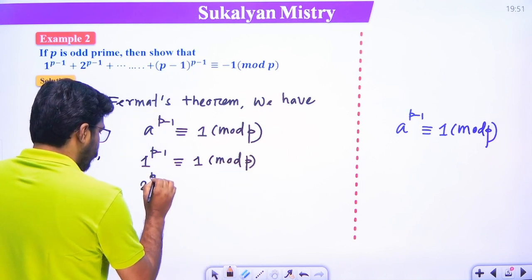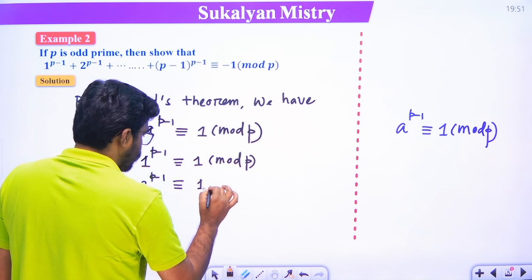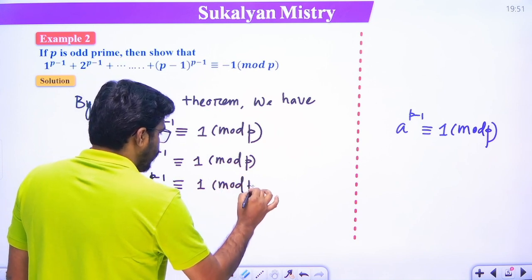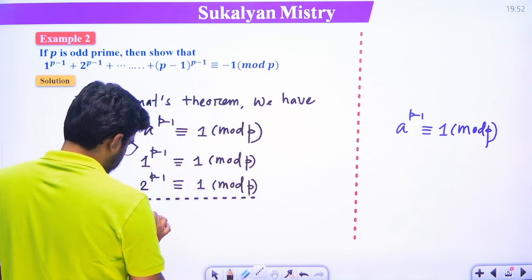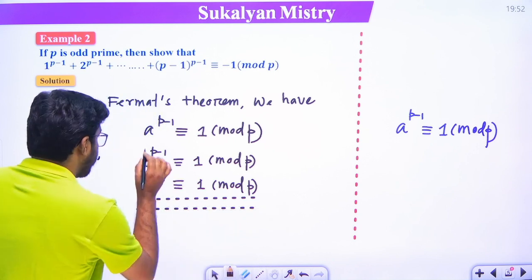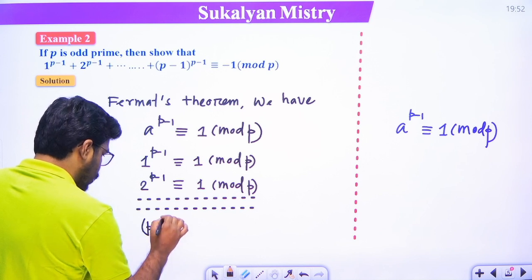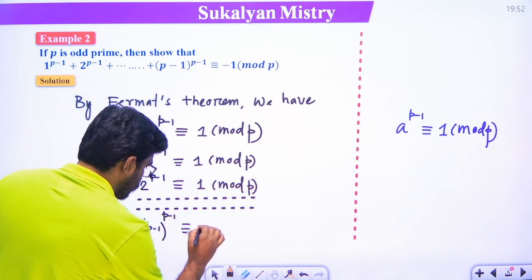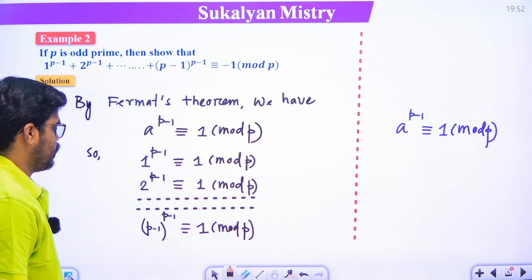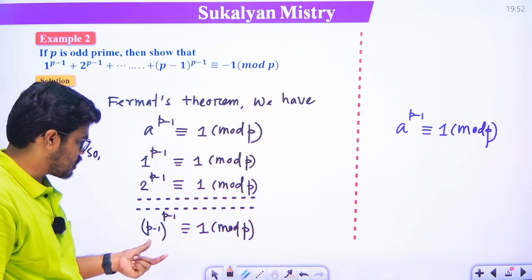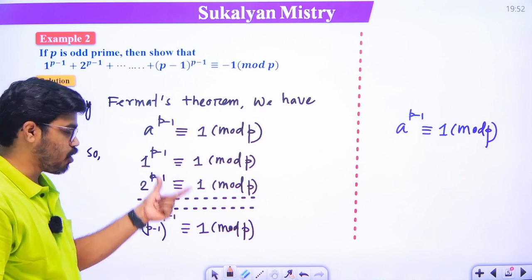2 to the power p minus 1. So just put a equal to 2, so 2 to the power p minus 1 is congruent to 1 modulo p, and so on. Then put a equal to p minus 1, so p minus 1 to the power p minus 1 is congruent to 1 modulo p. So here the total number of congruences is p minus 1, right? We have p minus 1 congruences.